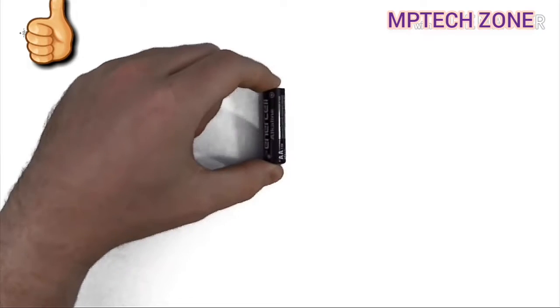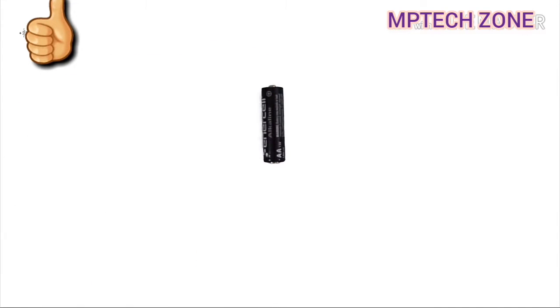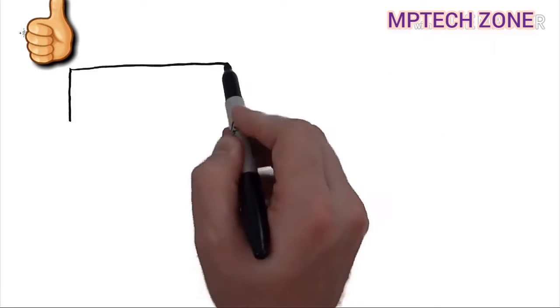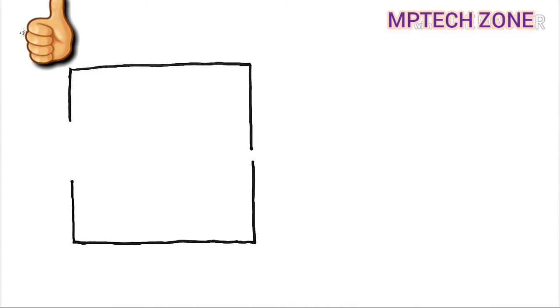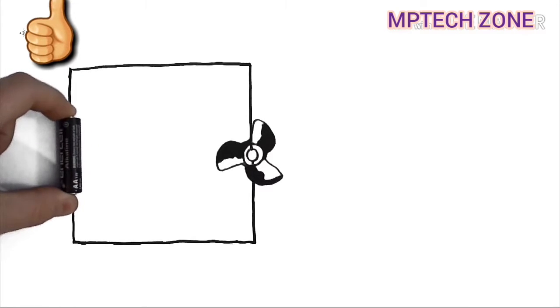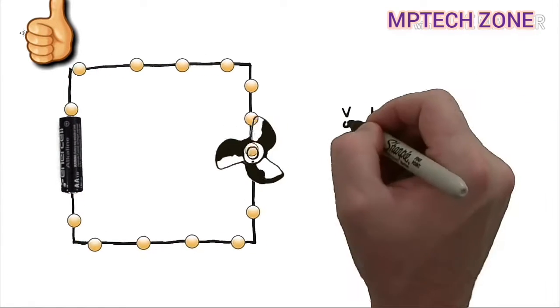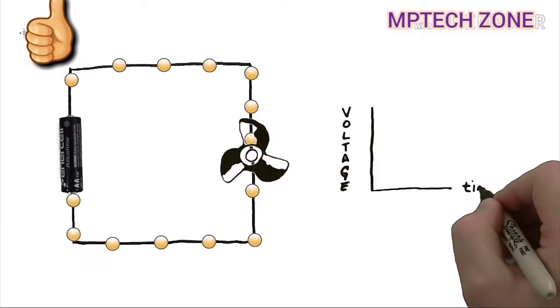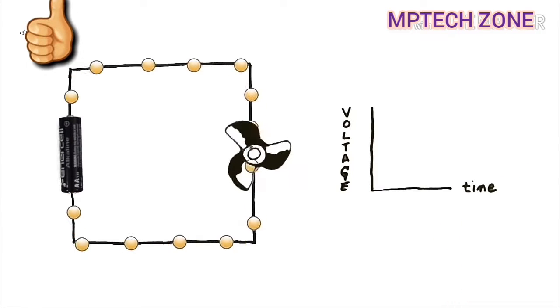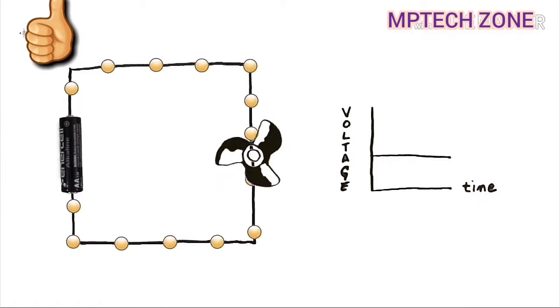Check out this AA or LR6 battery. It provides 1.5 volts. This example circuit is going to be a DC motor like you might find in a toy car. When we insert the battery into the circuit, current begins to flow in a single direction, turning the motor. If we drew a graph where the vertical axis is voltage and the horizontal axis is time, we can see that the voltage at this point stays constant.